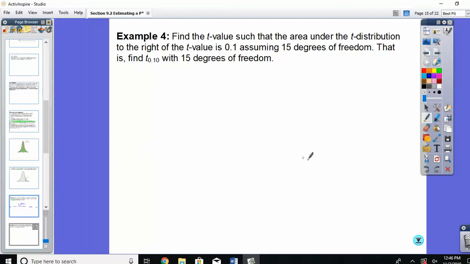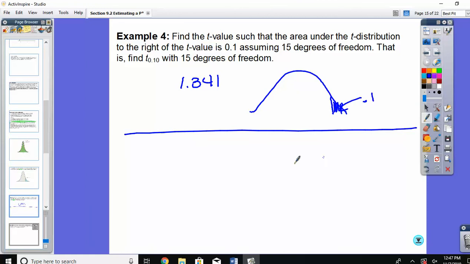Why don't you guys take a second and see if you can find this one. Okay, so this one we have our 0.1 with 15 degrees of freedom, and you get, what that means is the area here, if this is 0.1, then our t-value would have to be 1.341.